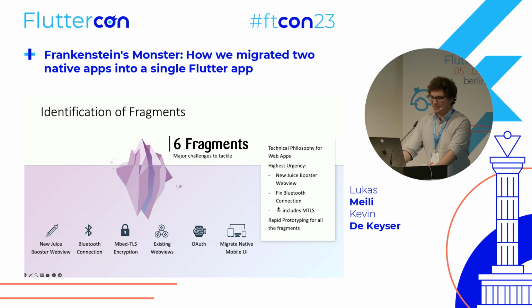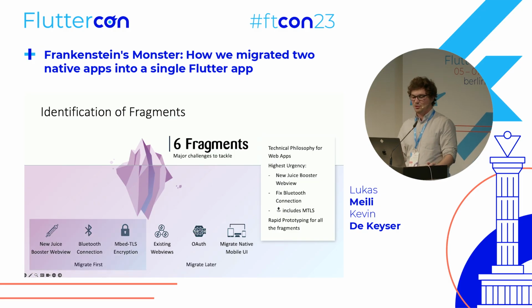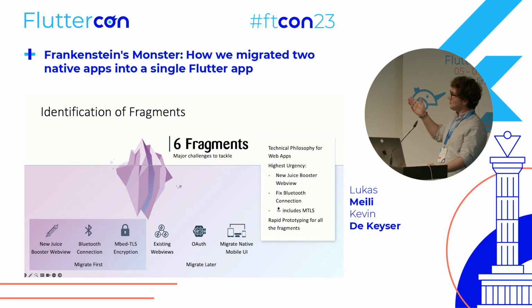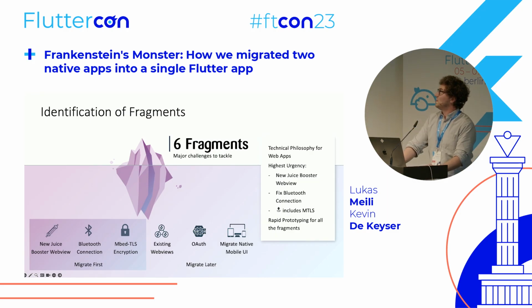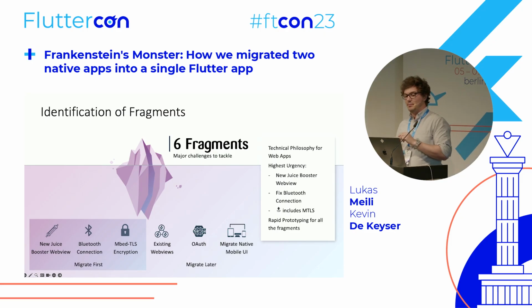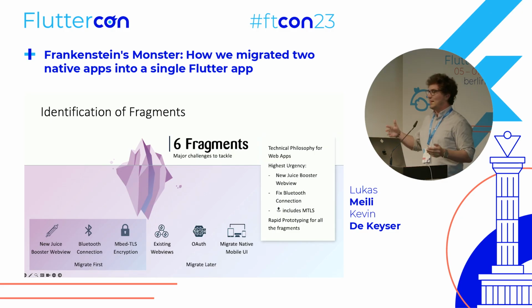So you can really see how this cascaded, like, just fix this, please, into a whole bigger change. And it gave us an idea on what we have to migrate first, which would be managing the juice booster, would be these 3 fragments. We then, in a separate step, would also migrate the rest of the application, which would be migrating existing web views, migrating the OAuth functionality, and also the little bit of what was left of the native UI.